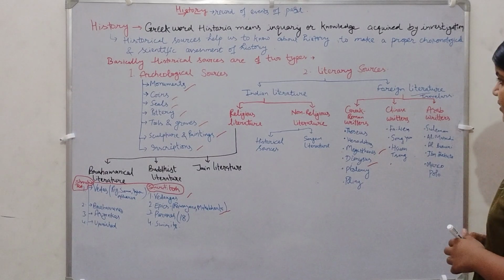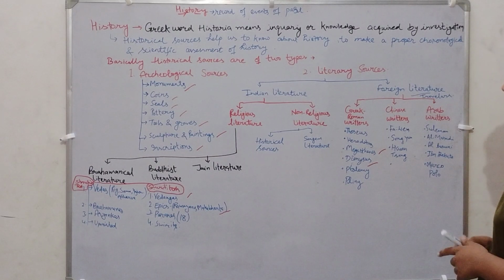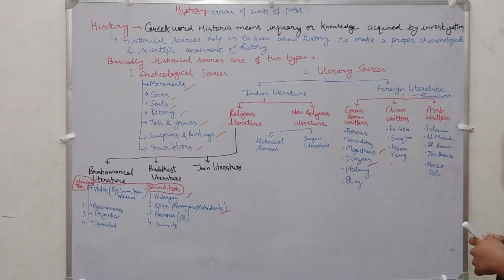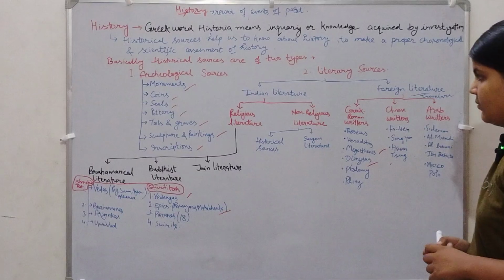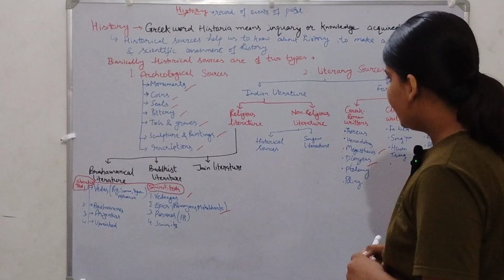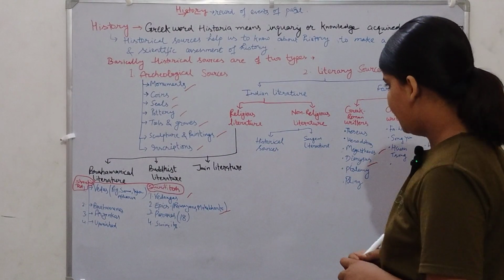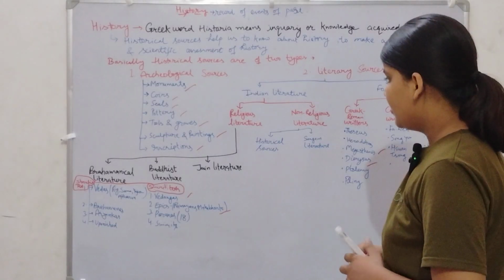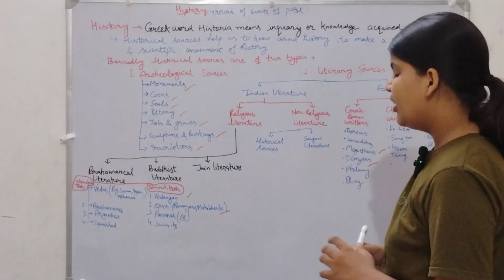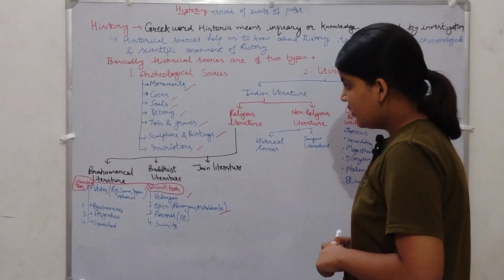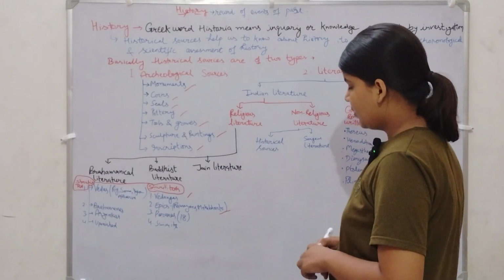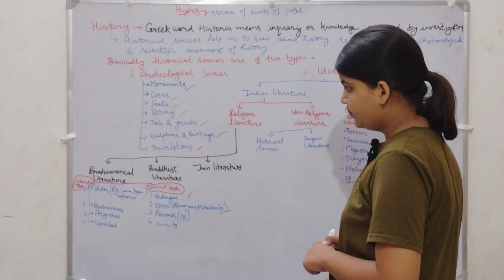Then literary sources are divided into two parts: Indian literature and foreign literature. These foreign literatures are mostly written by travelers. Indian literature is divided into religious literature and non-religious literature. Religious literature is divided into three parts: Brahminical literature, Buddhist literature, and Jain literature.